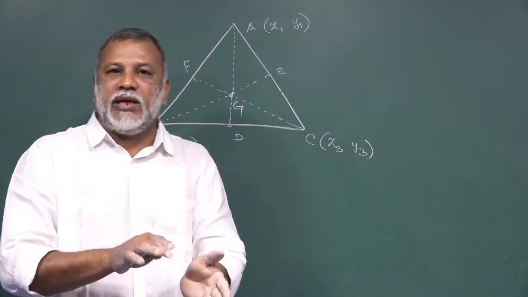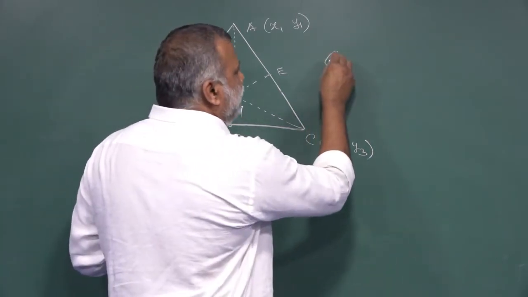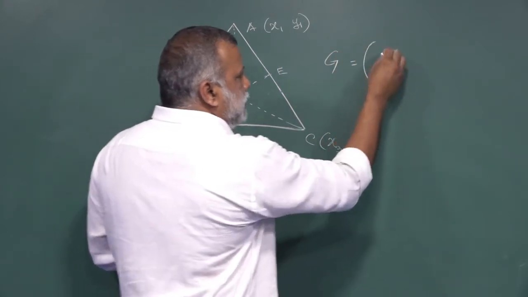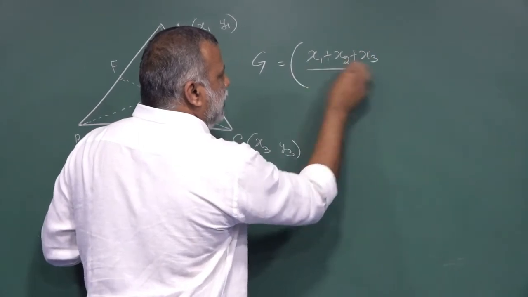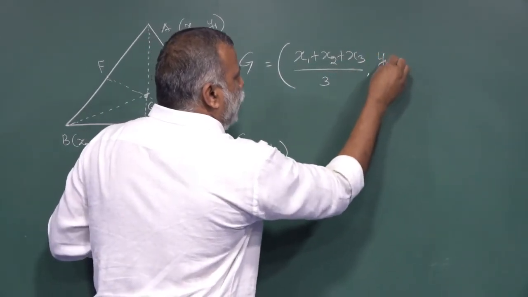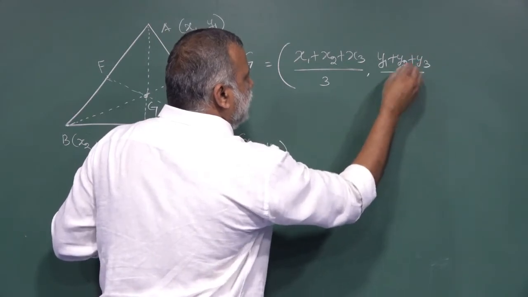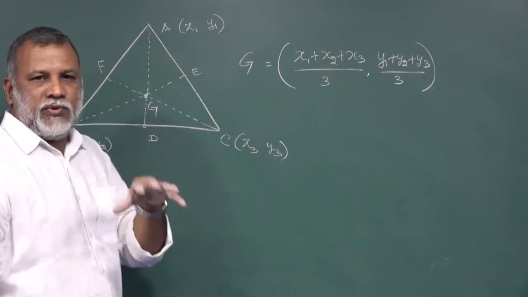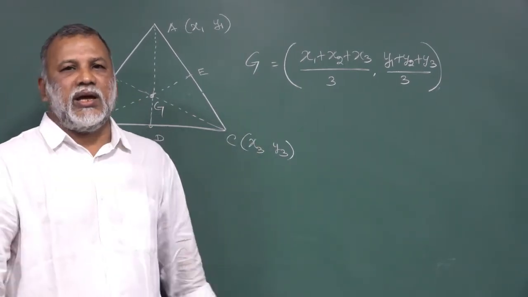Then what is the value here? This must have some coordinates. So G equals, from your 10th standard, using this formula, (x1 plus x2 plus x3) by 3, comma, (y1 plus y2 plus y3) by 3. So this is the formula you already have. This is called the centroid of the triangle.